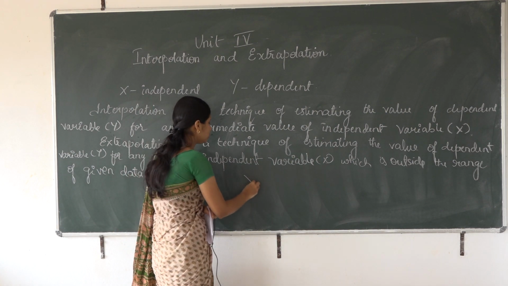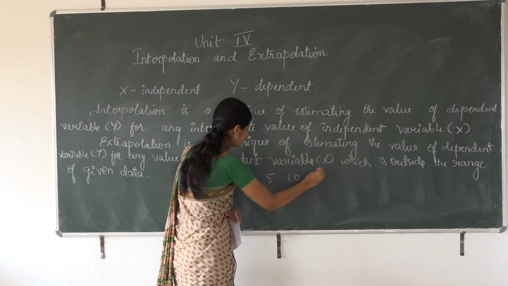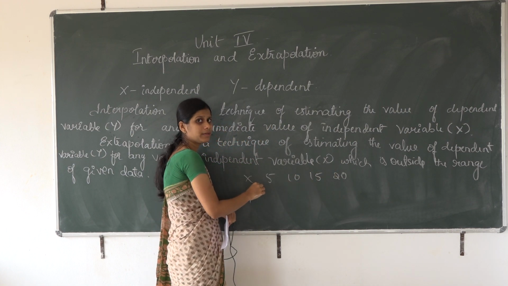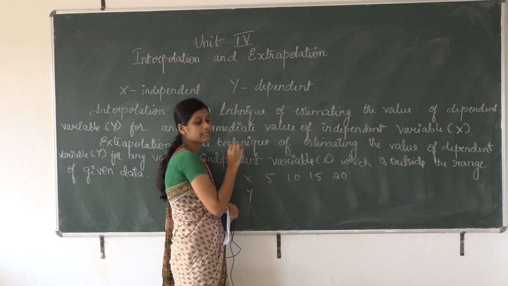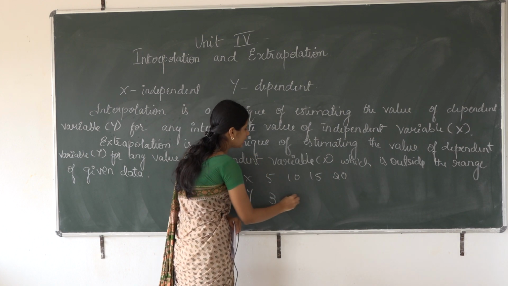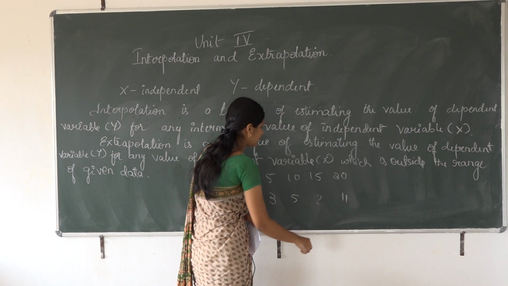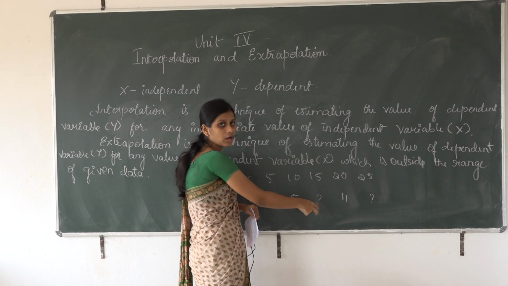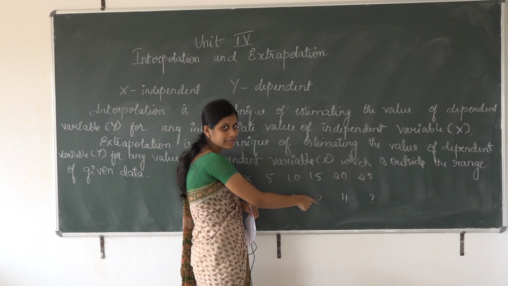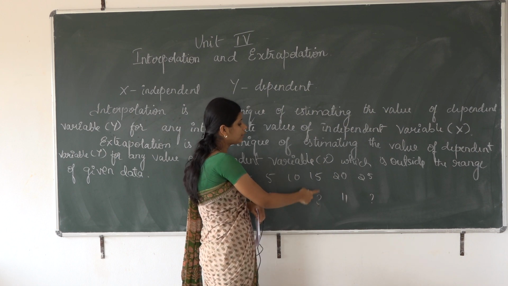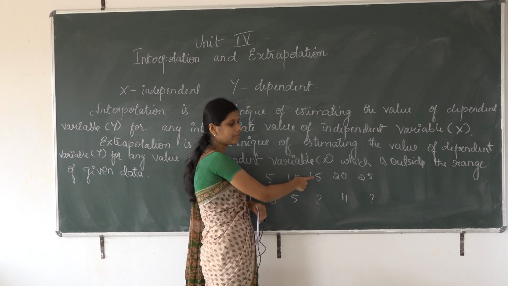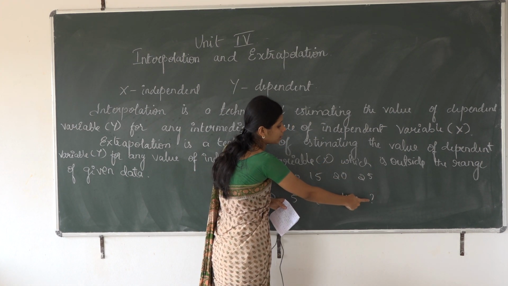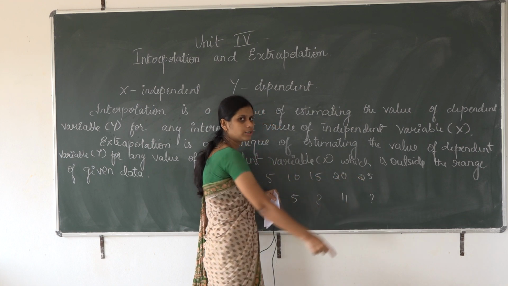For example, values of x are 5, 10, 15 and 20, and values of y are 3, 5, dash and 11, with uniformity in rise or fall and no sudden jump in the values. If I have written like this, then you have to interpolate the value of y for the corresponding value of x equal to 50. Whereas you have to extrapolate, because it is outside the range, the value of y for x equal to 25.